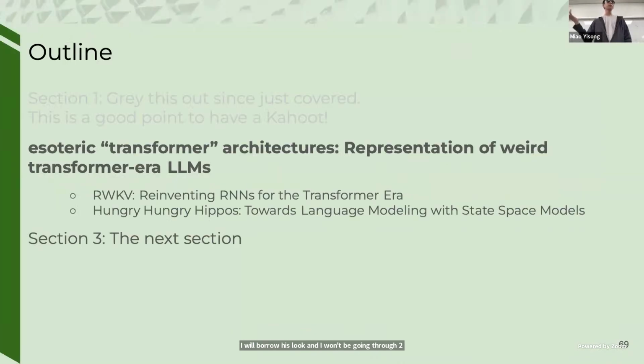First is RWKV and the second is H3. So how many of you here have read either of these 2 papers? Can you raise your hand? The second one, I haven't read it. Okay, I'm frankly disappointed because we have PhD students here. So, okay.